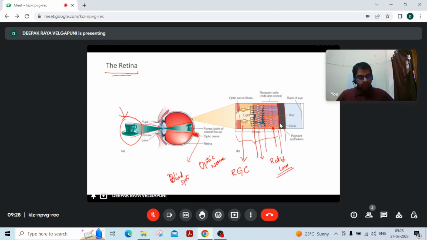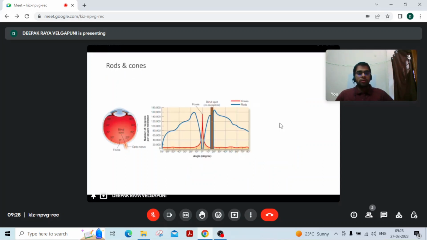Okay, let's see how the visual processing takes place now after seeing the anatomy. First, getting to the receptors, the rods and cones. Here you see a picture of the eye, and you see the retina here, and some angles. This angle is marked as 0 degree. This is called the fovea. This is where the light gets focused, wherever you're fixating. If you're looking at some point, the center of that point projects onto this fovea.